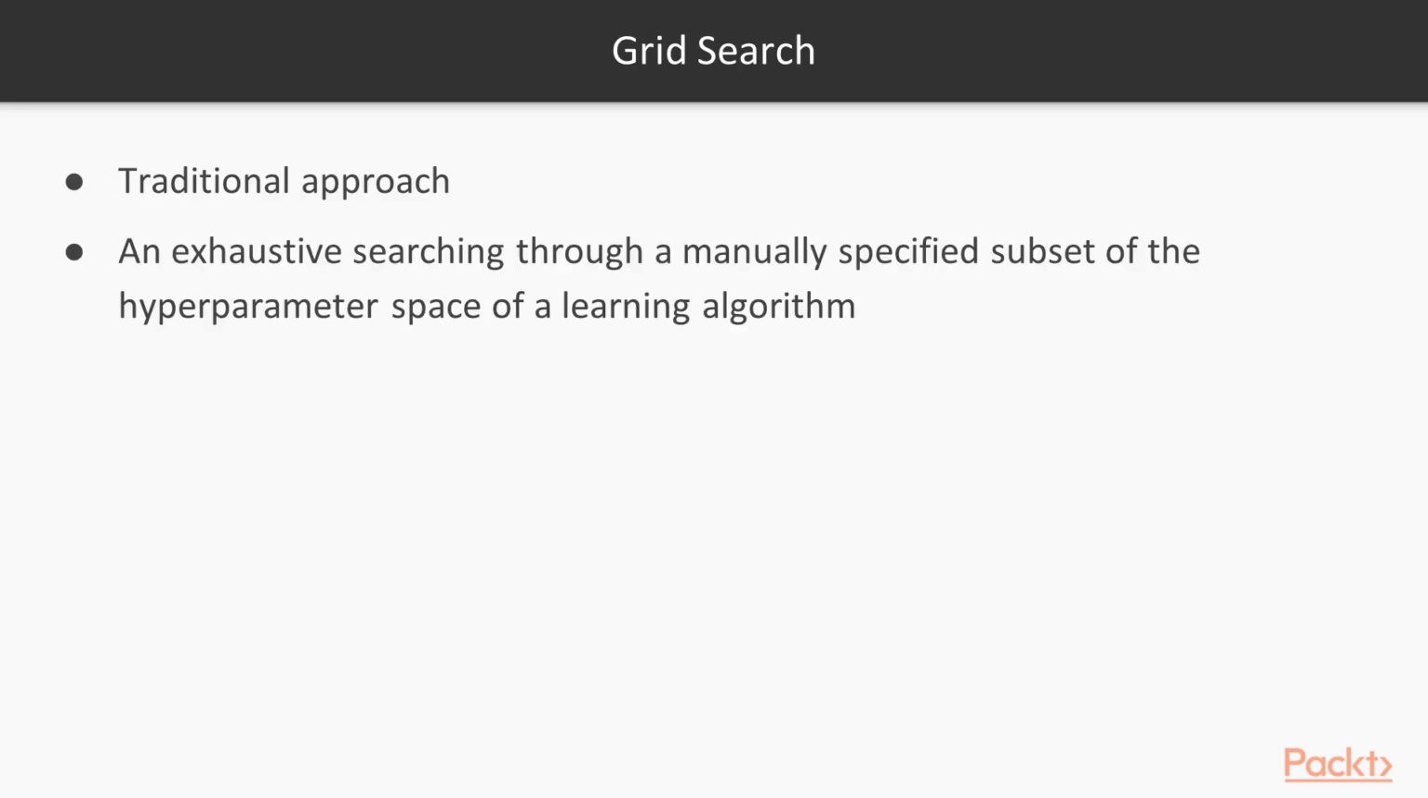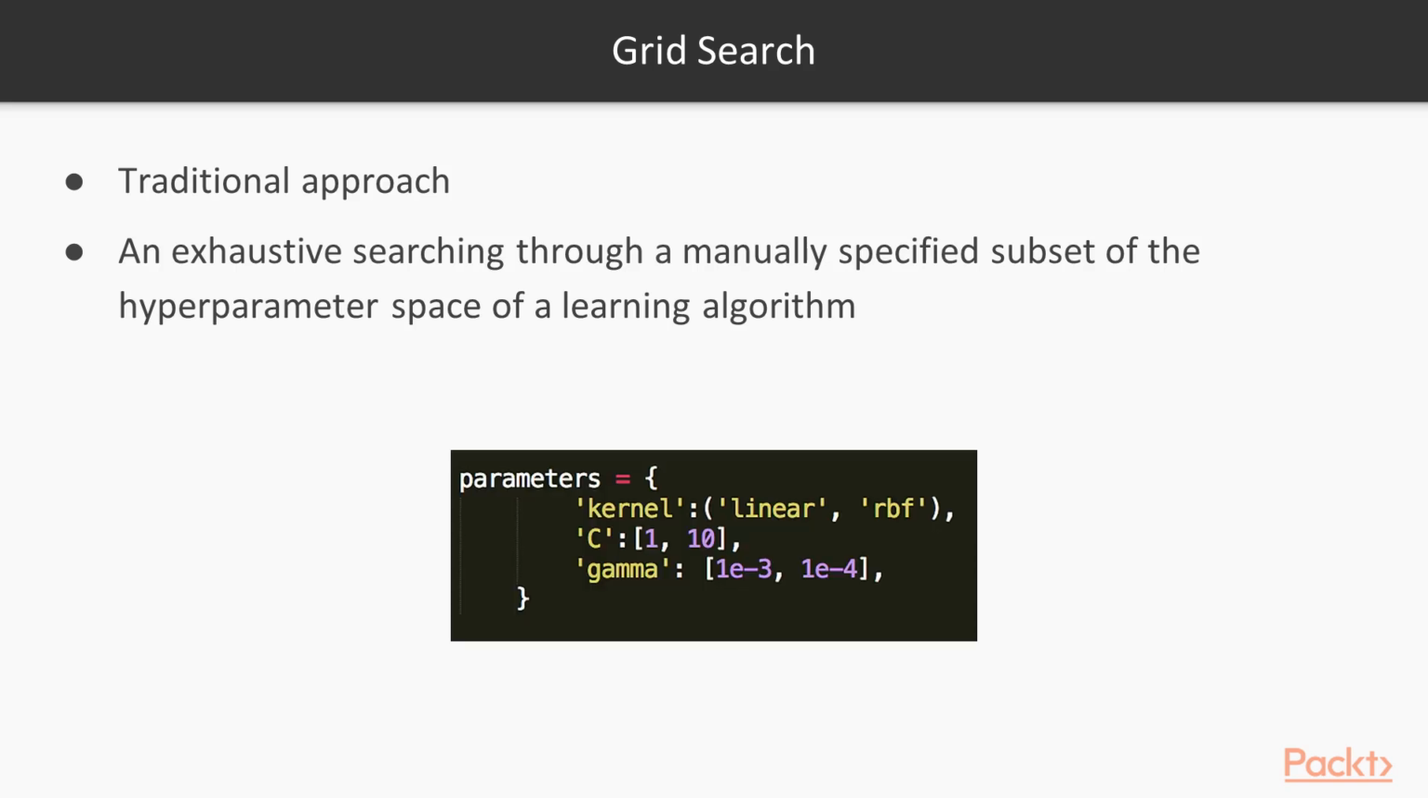Let's start with grid search. It's a traditional and naive approach. It's simply exhaustive searching through a manually specified subset of the hyperparameter space of a learning algorithm. I show you here a Python snippet where we specify some parameters for an SVM. This will result into 8 different combinations, and grid search is going to evaluate all of them exhaustively.